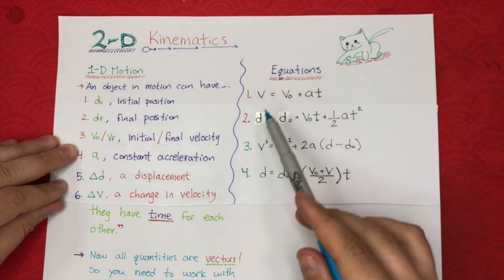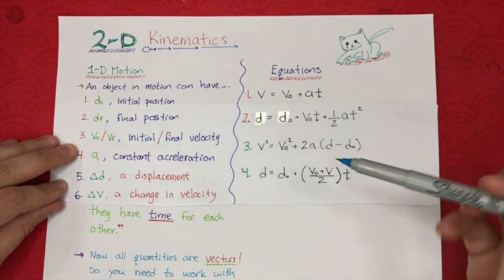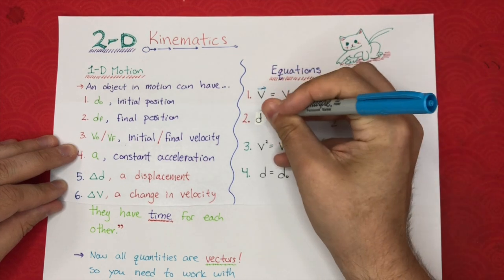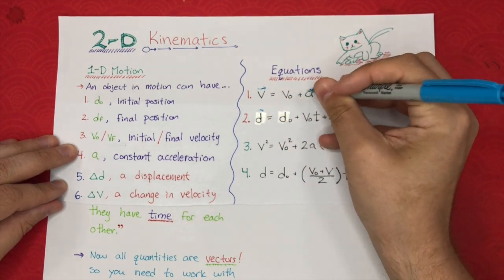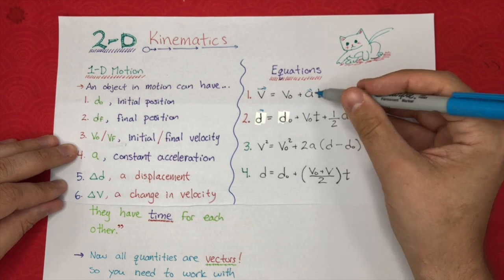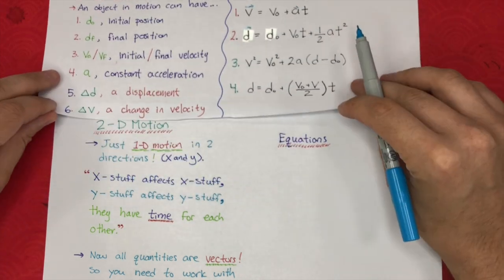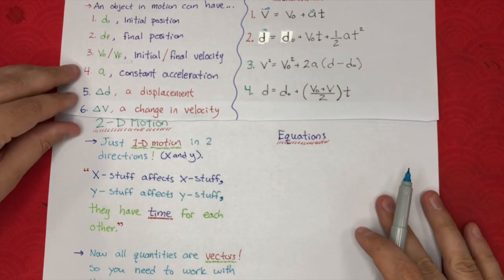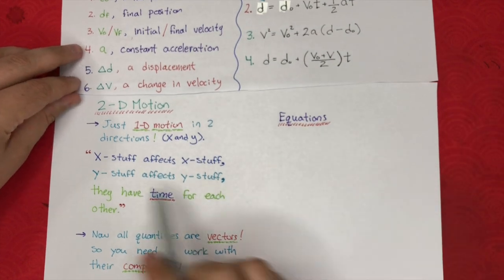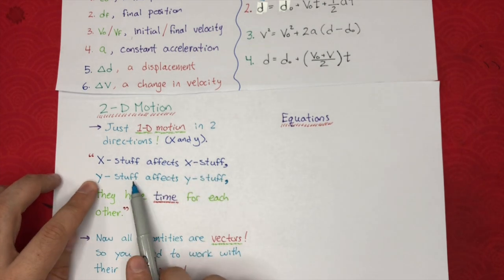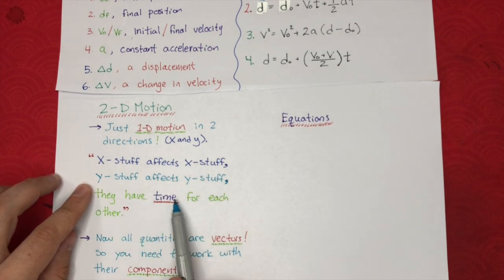If you take a look at v, d, and all this information here, all of these are vectors. So the velocity is a vector, the position is a vector, the acceleration is a vector, and a vector can have components, an x component and a y component, okay? So the way I like to remember it is this little quote right here. The x stuff affects x stuff, the y stuff affects y stuff, but they have time for each other.